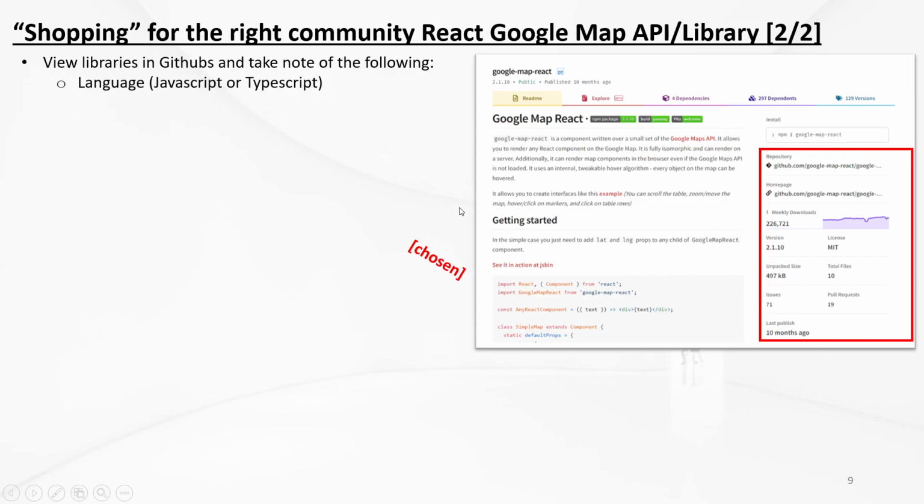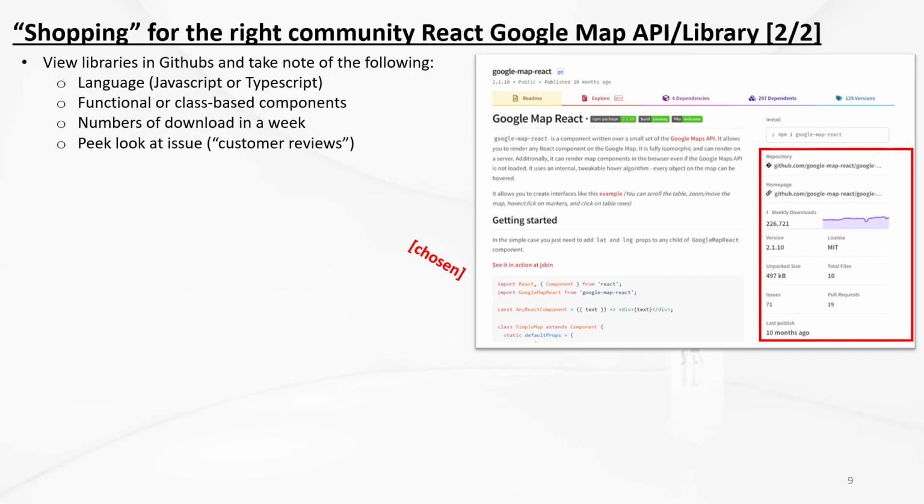So when viewing this library, I hope that you all could take note of the language that's being used. Is it using functional or class-based components, how many downloads there are in a week, and also do take a look at the issues, which actually serve as a form of customer review. From it, you can get a good gauge of the issues that are commonly faced.